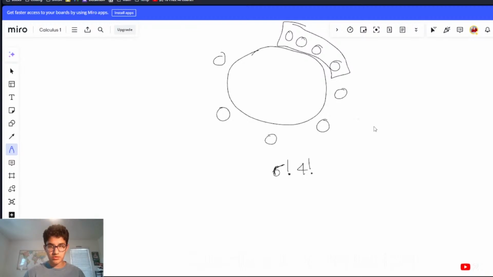The total number of ways that you can. Okay, wait. So 6 factorial times 4 factorial, divided by 9 factorial, right? This will give you.